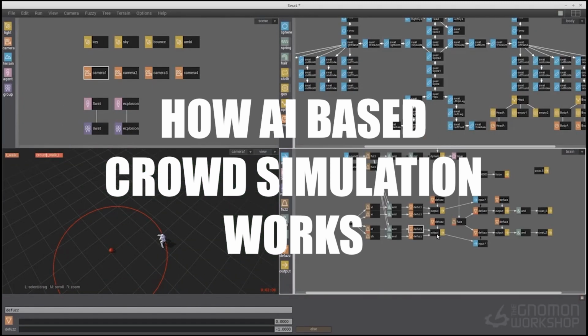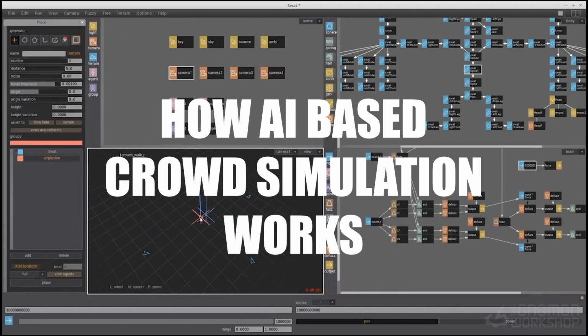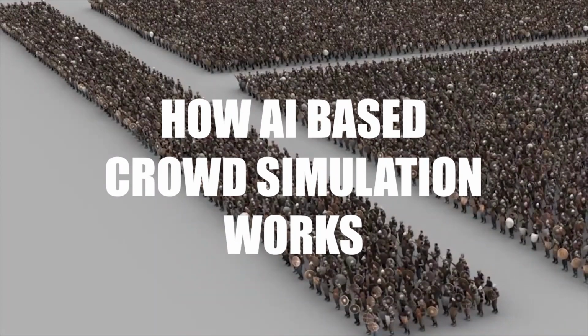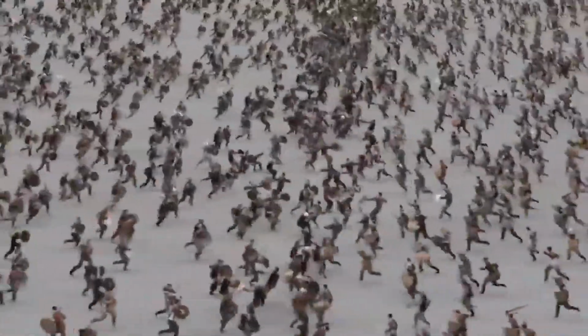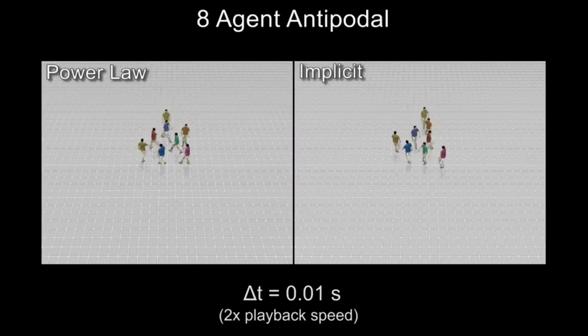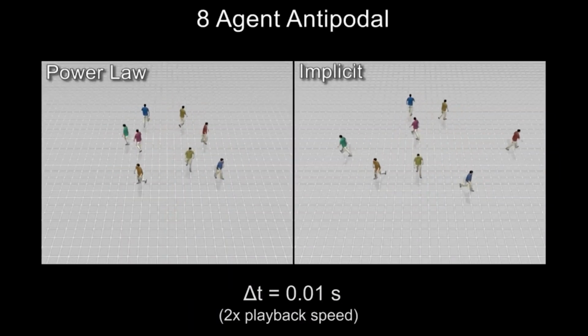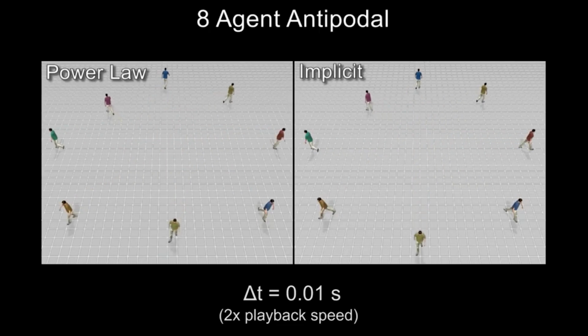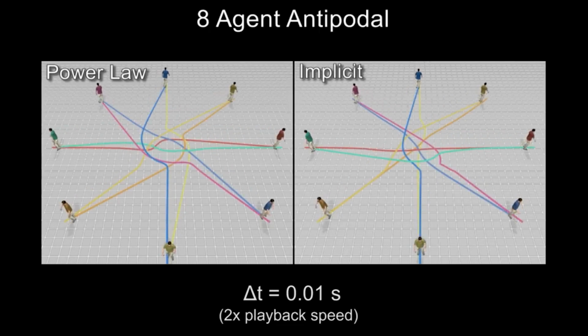How AI-based crowd simulation works. A few things have to be in place for you to have a convincing crowd simulation. 1. The crowd agents. A crowd agent is the entity or entity representation in your crowd. Crowd agents can range from humans, dogs, insects, or cars. The AI has to be simply tweaked to match the entity it's simulating.